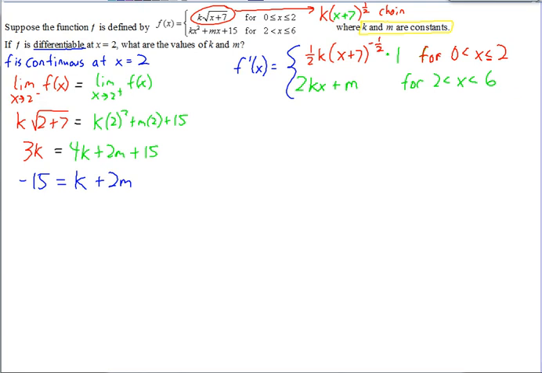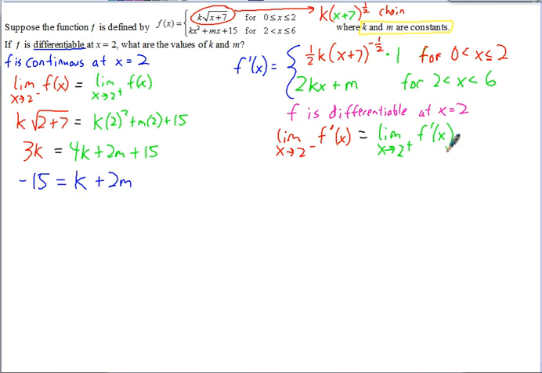Now let's make sure, not only is f continuous, let's make sure f is differentiable at x equals 2. So to make sure it's differentiable, now we set the left and right hand derivatives equal to each other. So the limit as x approaches 2 from the left of f prime of x has to equal the limit as x approaches 2 from the right of f prime of x. So x approaches 2 from the left, we'll use the top piece, and as we go, I'm going to put this back in radical form.